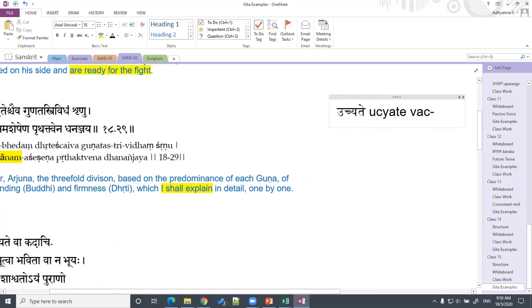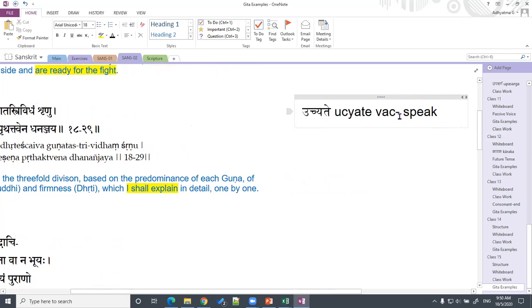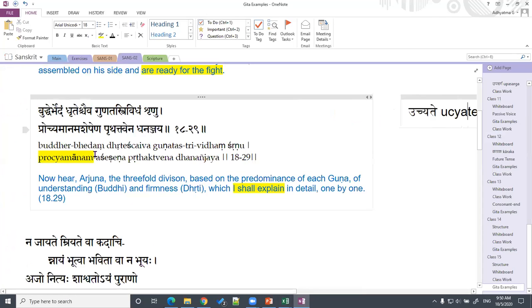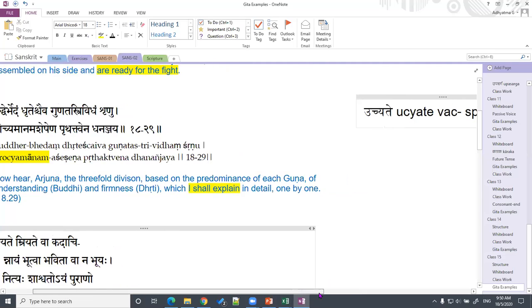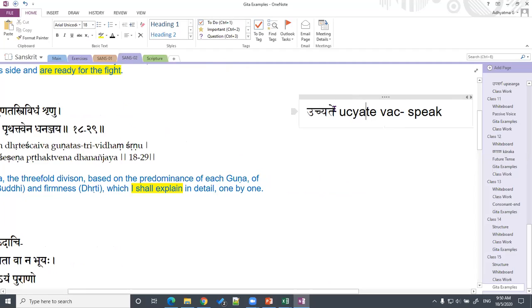Vach means to speak. So vakti is the present tense, but in the passive it becomes uchyate. Now if you have to make a participle, you will make it uchyamana. If you have to make present passive participle, you will make uchyamana.